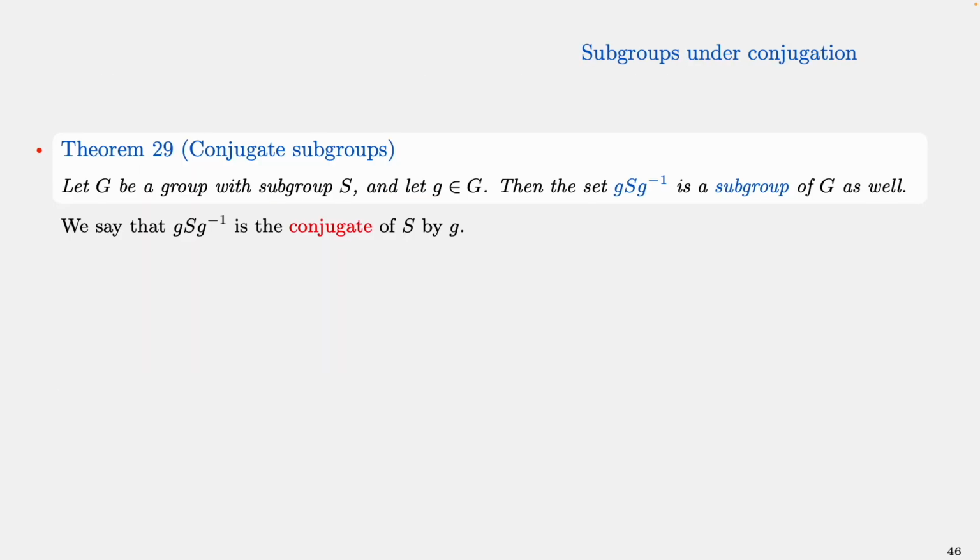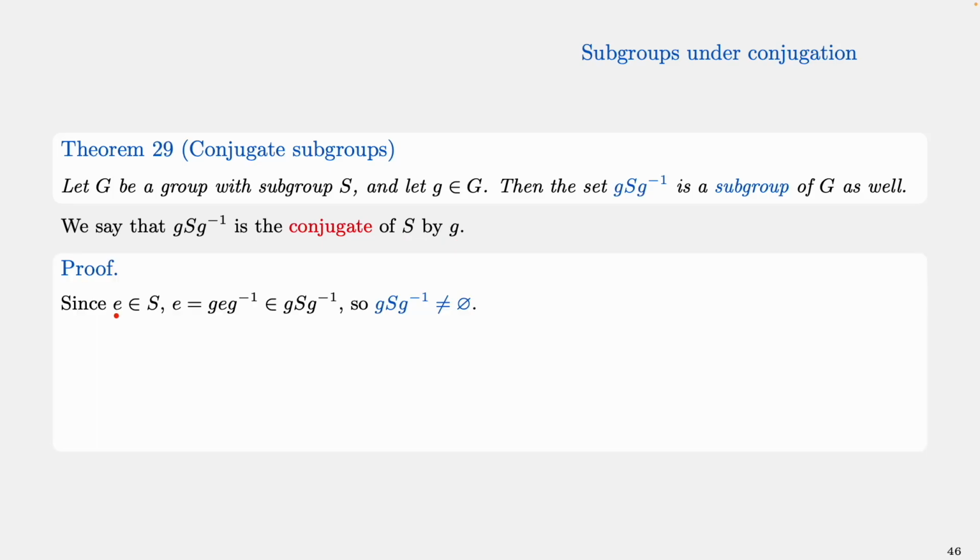The next theorem is about an interesting way to produce new subgroups out of a given one. Namely, if G is a group and S is a subgroup, and we have any element g in the big group G, then the set g S g inverse is a subgroup of G as well. So this just means we take the set that we get by taking any element of S and multiplying from the left with g and from the right by g inverse, and the totality of all these elements gives you this set here. And I claim this is a subgroup of G as well if S is a subgroup. And then we call this subgroup g S g inverse the conjugate subgroup of S by the element g.